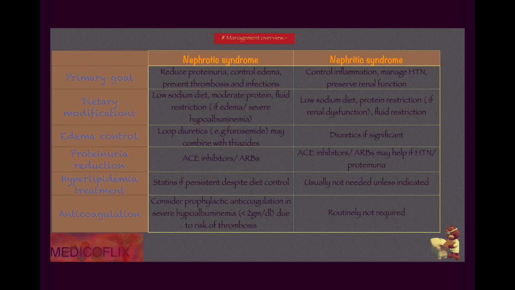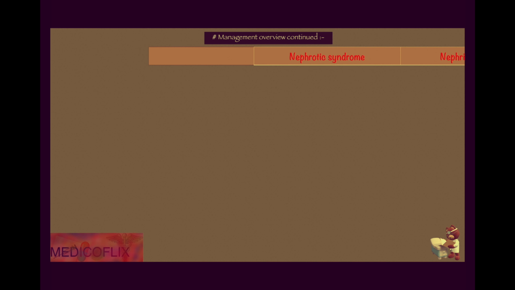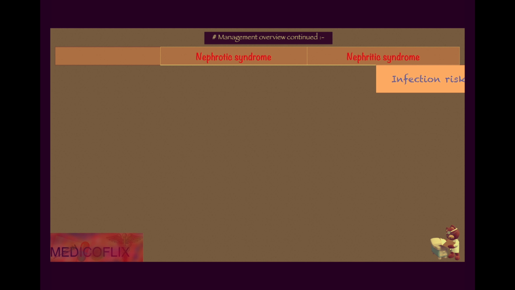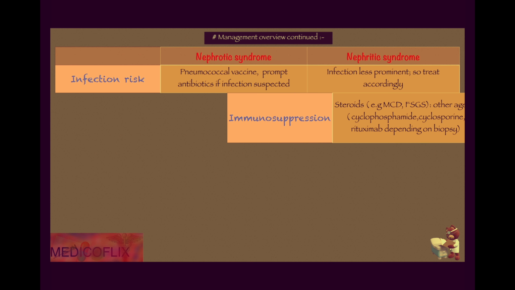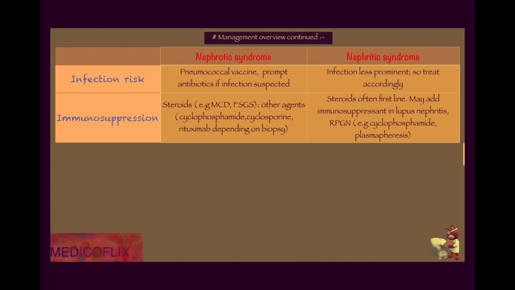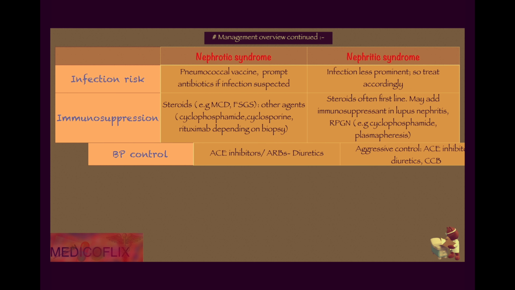Now anticoagulation in nephrotic syndrome. Consider prophylactic anticoagulation in severe hypoalbuminemia, that is less than 2 gram per deciliter, due to risk of thrombosis, while in nephritic syndrome routinely not required. So let's continue the management of nephrotic and nephritic syndrome. Infection risks can be controlled in nephrotic syndrome by use of pneumococcal vaccine, prompt use of antibiotics if infection suspected, while in nephritic syndrome infection is less prominent, so treated accordingly.